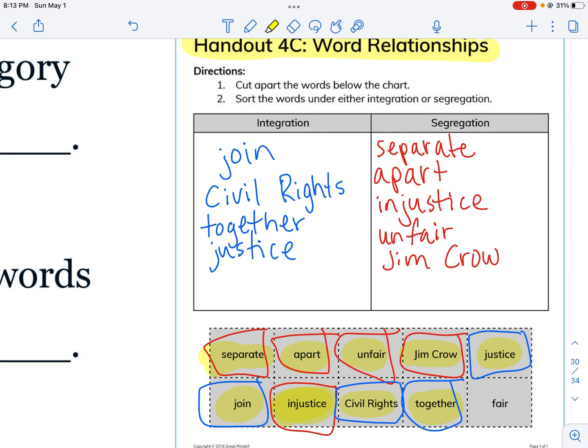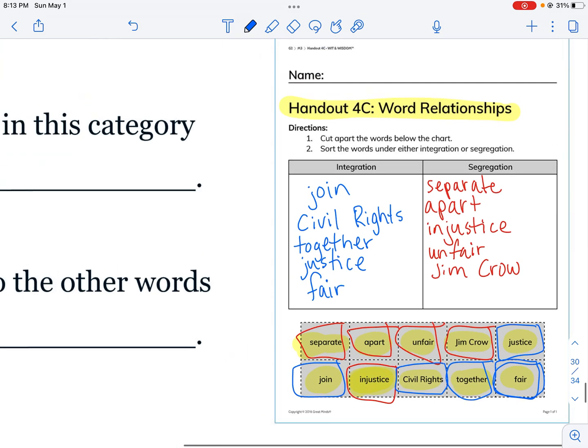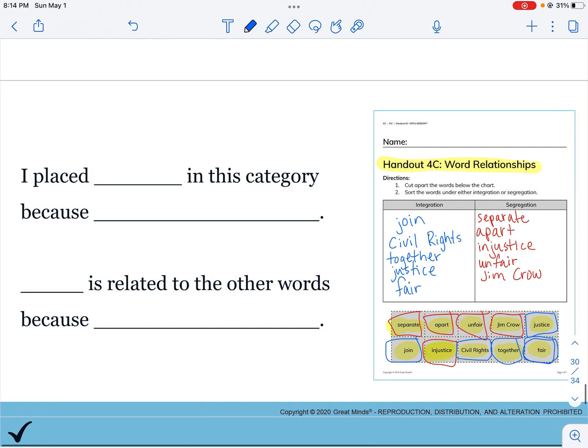And our last word is fair. We have unfair on the segregation side, so it would make sense to put fair with integration. If you need more time to sort your words, you can pause the video.